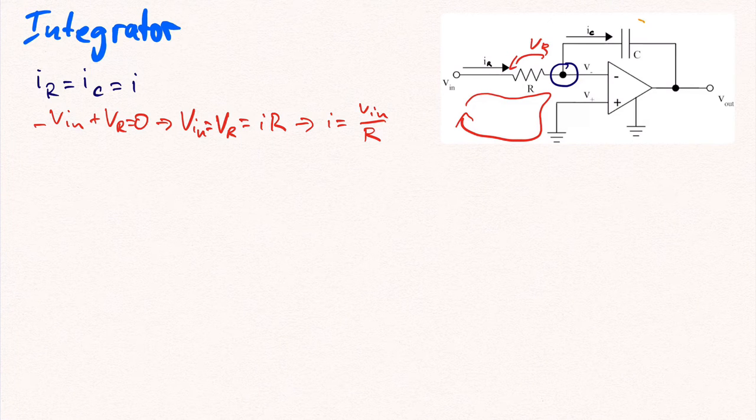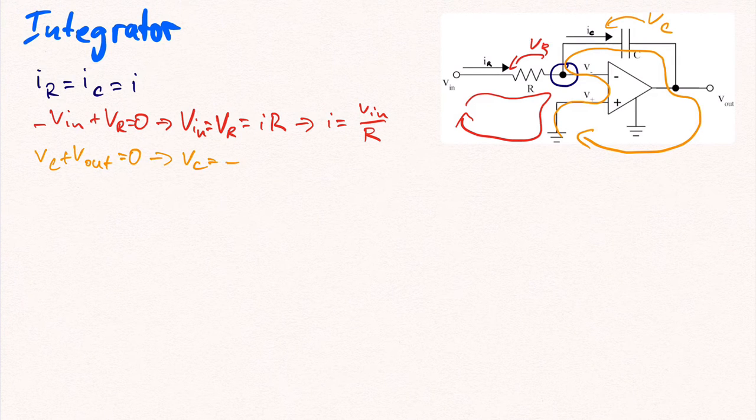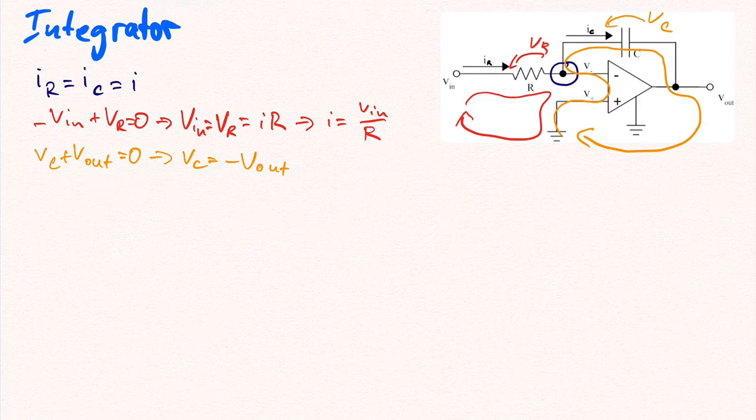Next, we'll denote the voltage across a capacitor as Vc and apply Kirchhoff's voltage law around the slightly bigger loop here. This gives us Vc plus Vout is equal to 0, and hence Vc is equal to minus Vout. The characteristic capacitor equation for C will give us an equation for I, namely I is equal to C times the first derivative of Vc, which must be equal to minus C times the first derivative of Vout.